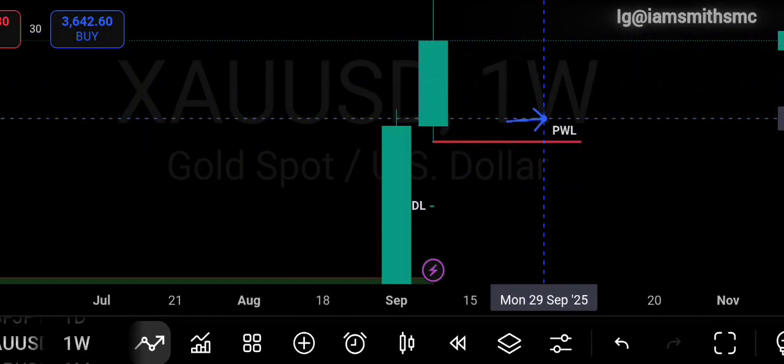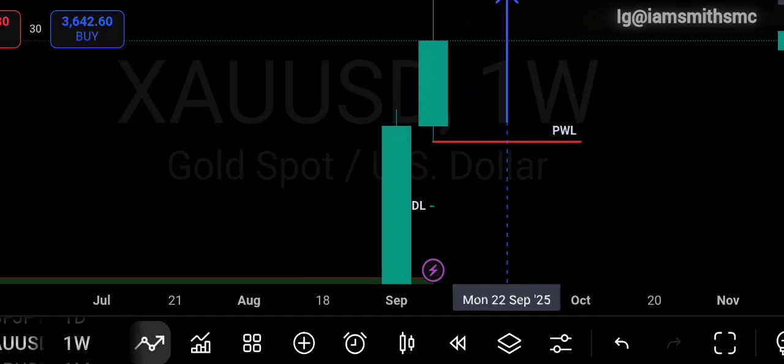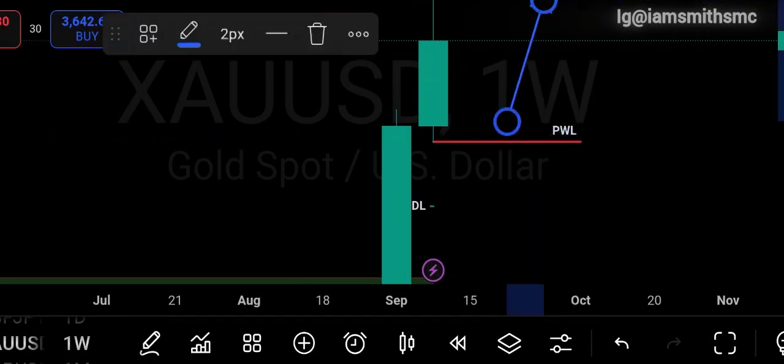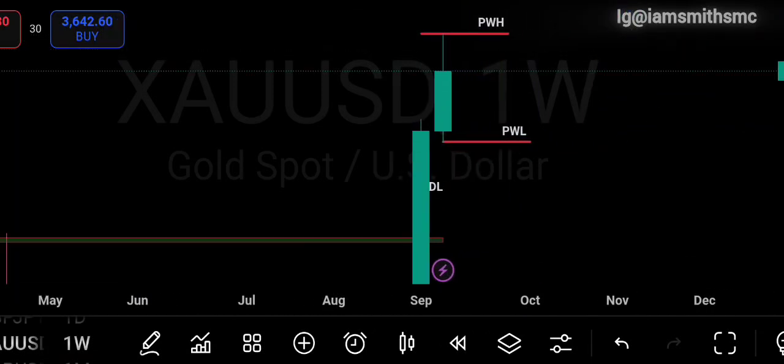So you can see this PWL, this is the previous weekly low, while this PWH is the previous weekly high. Sorry, I said previous week high. So let's continue from there. I've marked it out now. So what will I be expecting for gold?